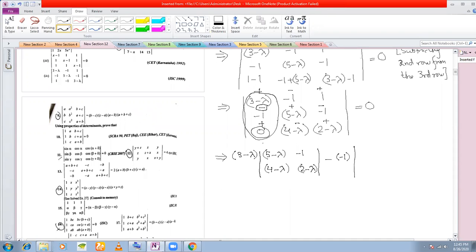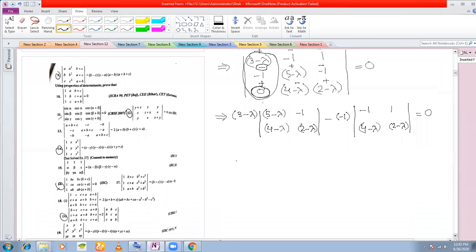And what is the minor? The minor here is you cover the second row and the first column. You get minus 1, plus 1, 4 minus lambda, and you get a 2 minus lambda. And what about the third minor? This position is 0, so third minor will be 0. So this is equal to 0.